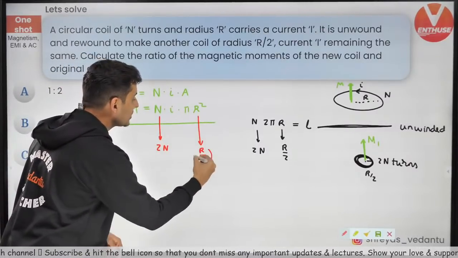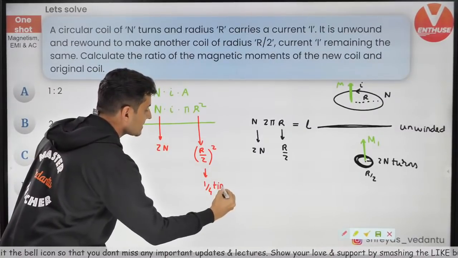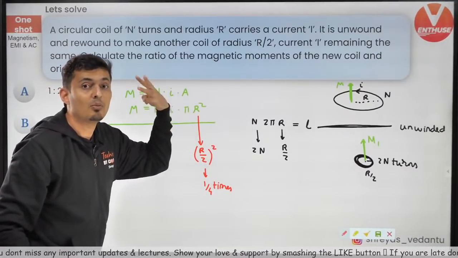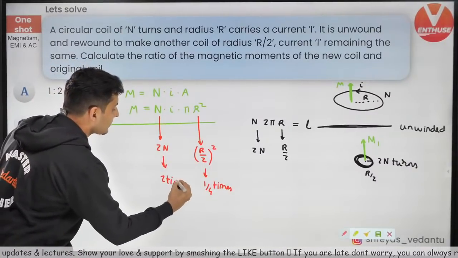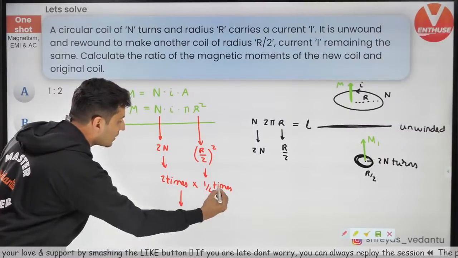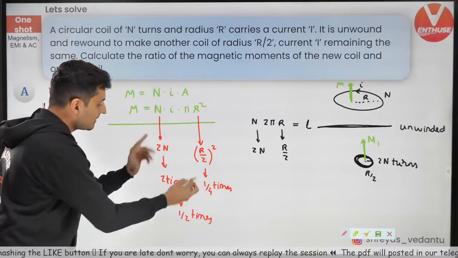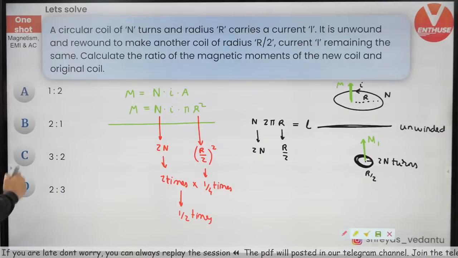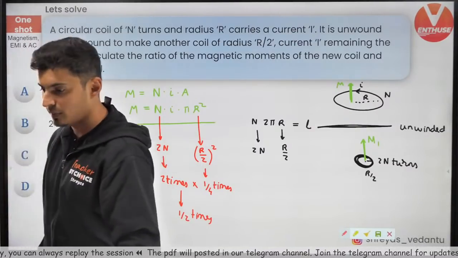Here n has become 2 times, r has become r by 2. So r by 2 squared will make it 1/4 times. When I divide r by 2, the square of it becomes 1/4 times, and this has become 2 times. 2 times into 1/4 times is how much? It's going to be half times. So if the RHS changes half times, the LHS also should become half of the previous value. Is that understood, my warriors?